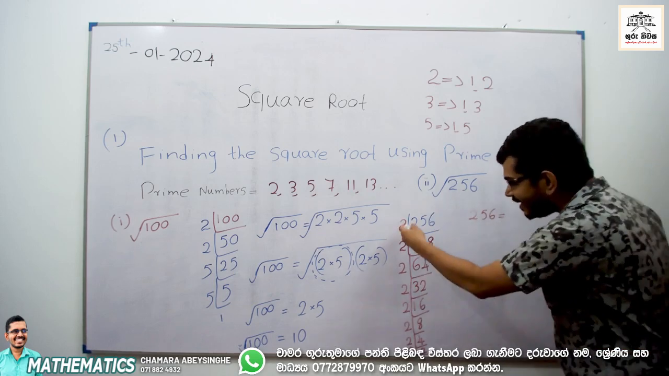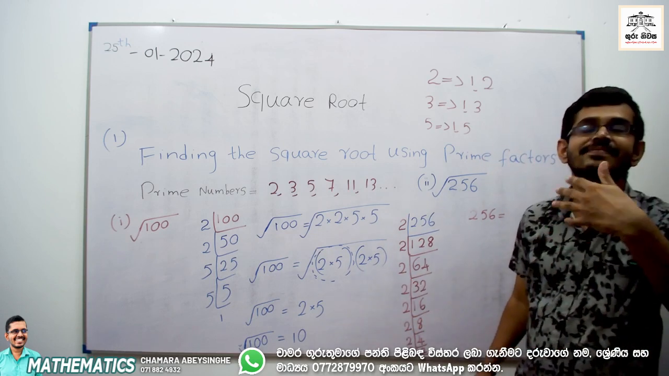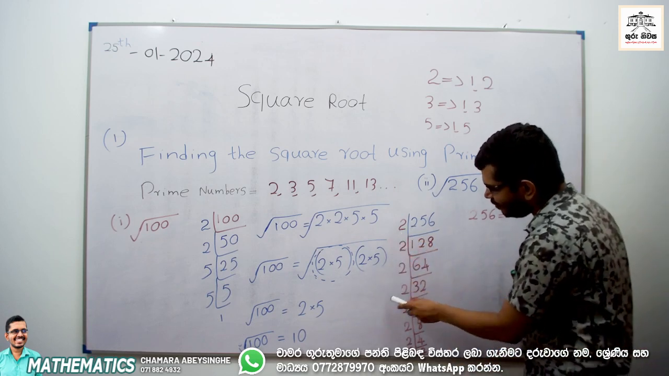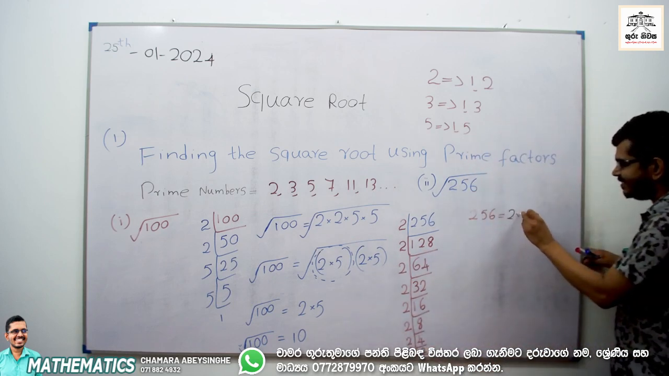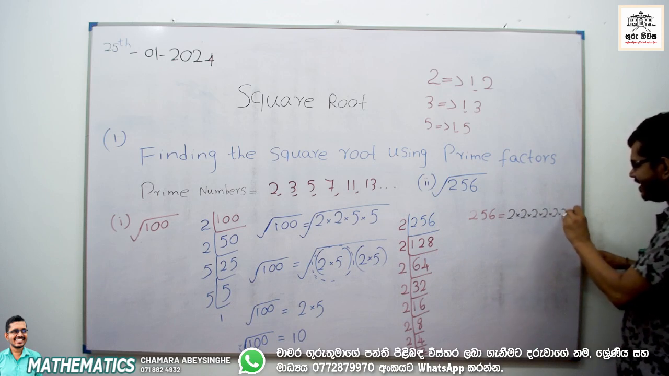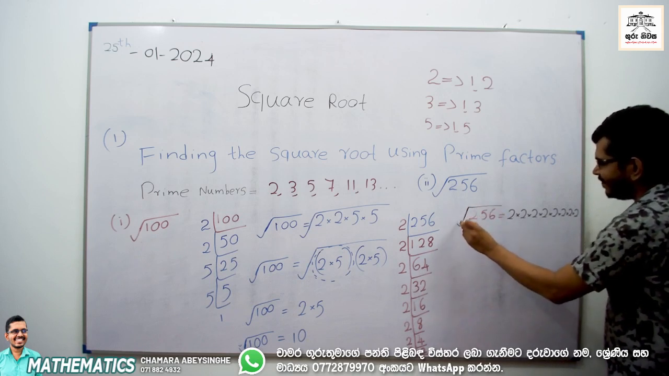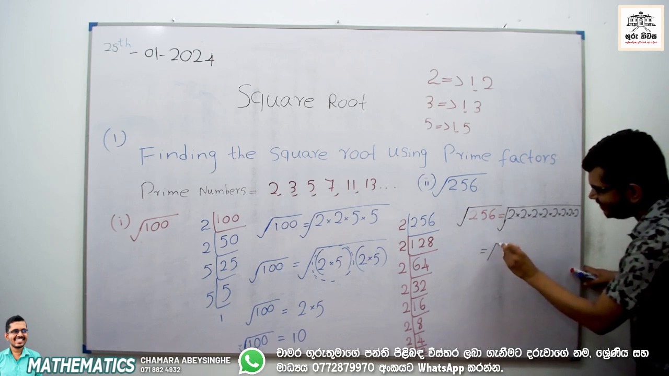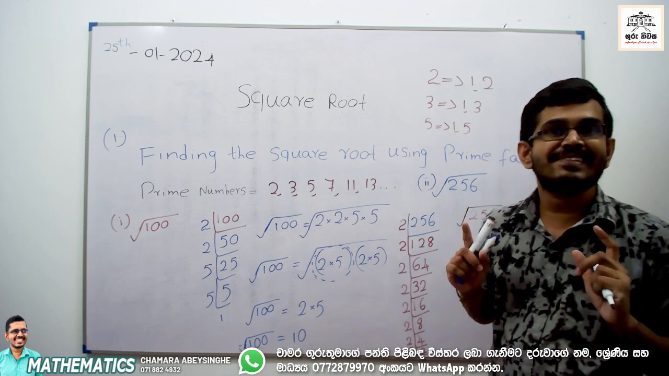Now, student, we can write 256 as a product of the prime numbers, as a multiplication: 1, 2, 3, 4, 5, 6, 7, 8, eight 2s. Then put the square root mark. Now, important one, you should divide into 2 equal groups.